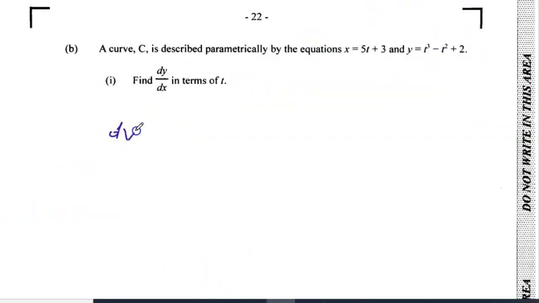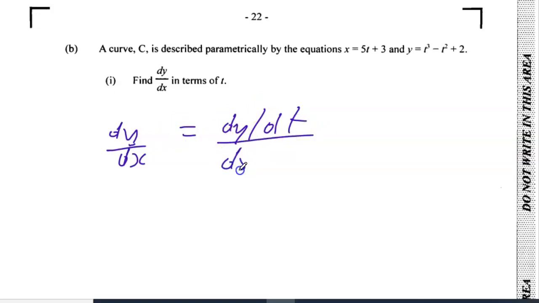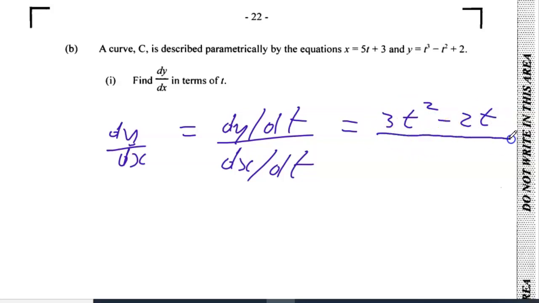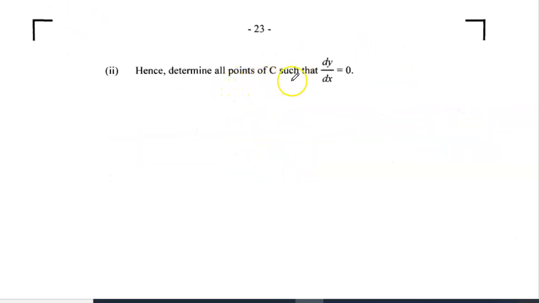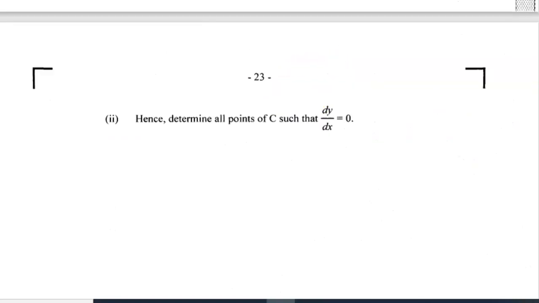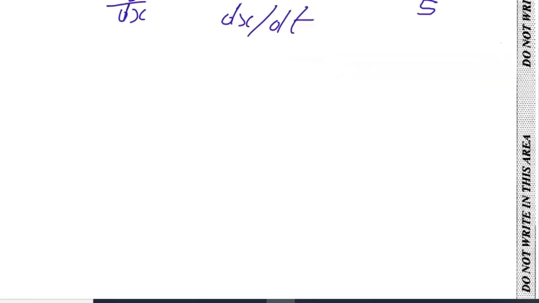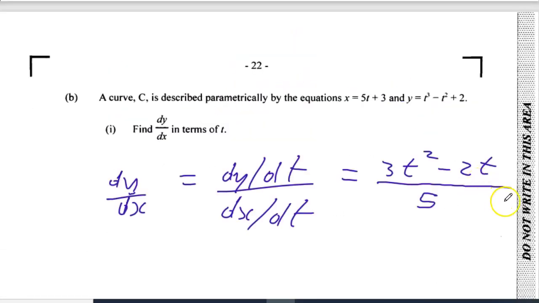Part B, find dy by dx. So dy by dx is dy by dt upon dx by dt. dy by dt is 3t squared minus 2t, and dx by dt, that's 5. Hence determine all points of C such that dy by dx is equal to 0. Now, we just found dy by dx to be 3t squared minus 2t upon 5.